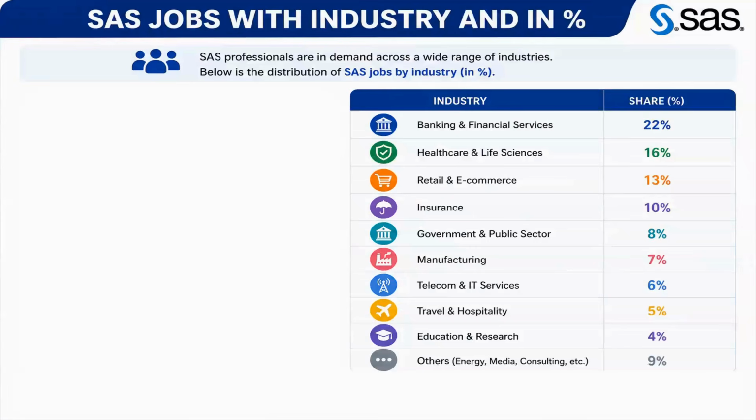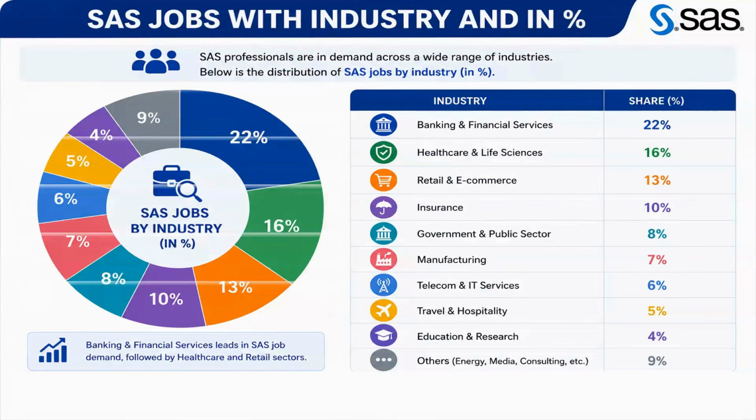Jobs by industry: mostly the banking, finance, and insurance sector accounts for 22% of the job market in data science and AI. In SAS specifically, it comes from banking and financial services companies. They hire SAS resources, followed by healthcare and life sciences at about 16%, retail and e-commerce at 13%, and the insurance industry hires 10%. That is how it goes on for the industries that look to hire SAS professionals.